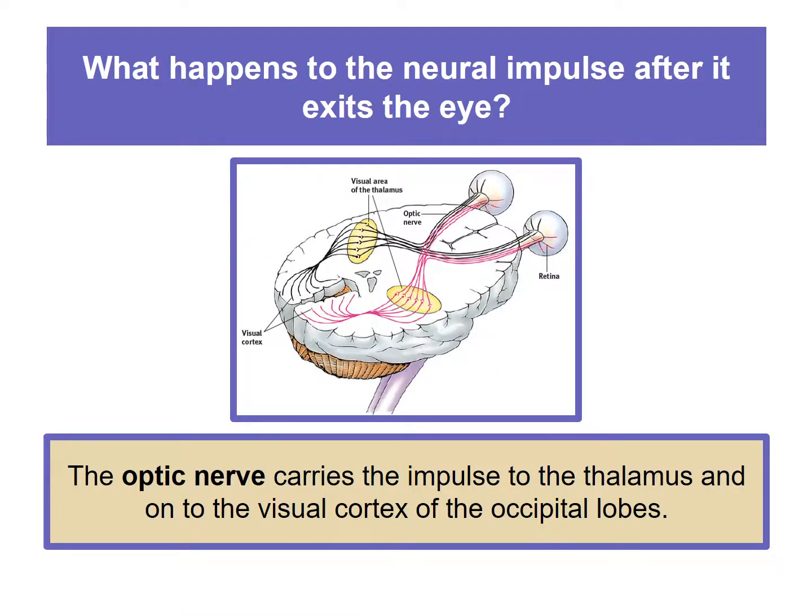What happens to the neural impulse after it exits the eye? The optic nerve carries the impulse to the thalamus and onto the visual cortex of the occipital lobes. So the optic nerve in the back at the bottom carries that impulse to the thalamus and to the visual cortex on the occipital lobe.